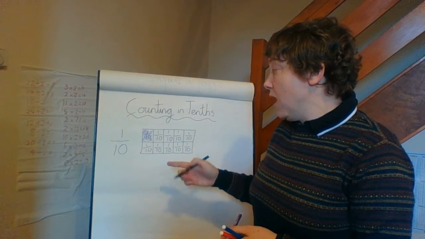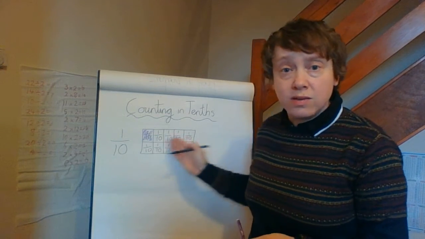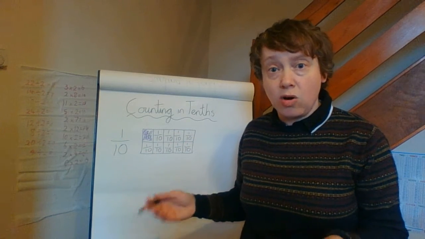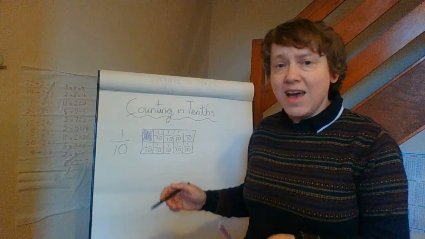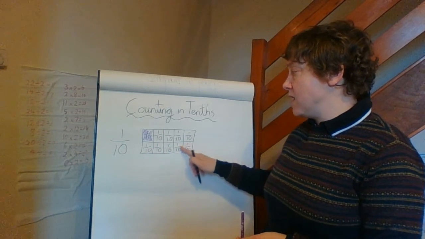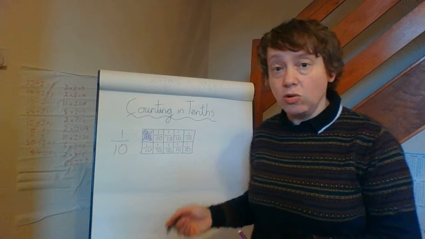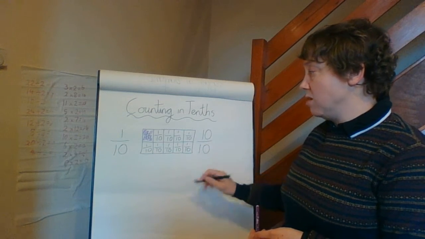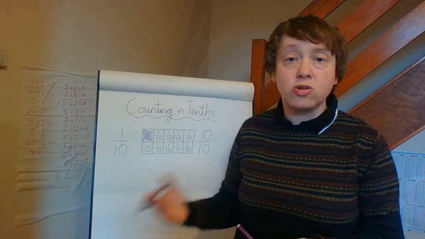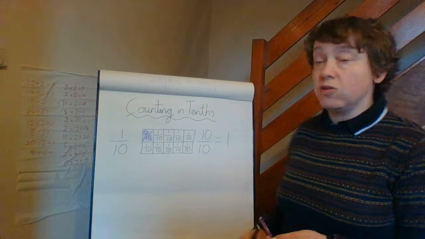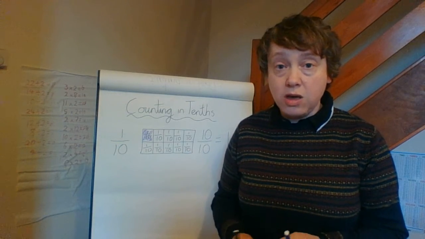So how many tenths does it take to make a whole one? Anyway, 1, 2, 3, 4, 5, 6, 7, 8, 9, 10. 10 tenths make a whole one, okay? So that would be represented by 10 out of 10. So if I gave you the whole chocolate bar, I could call it 10 tenths, or I could call it, it's equal to 1. I could say that I'd given you the whole chocolate bar, okay?